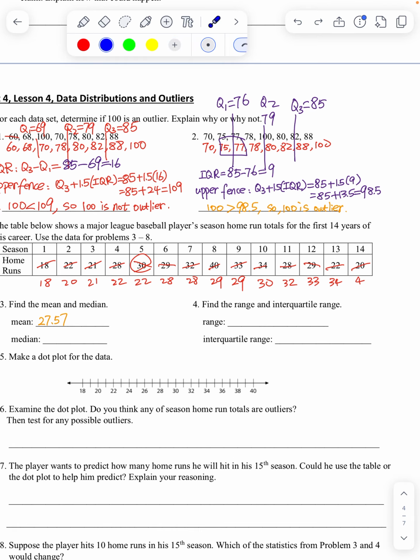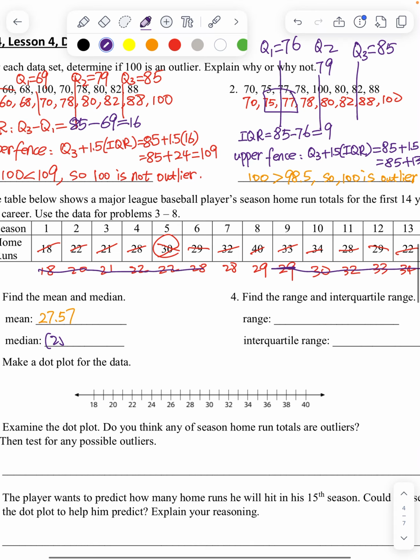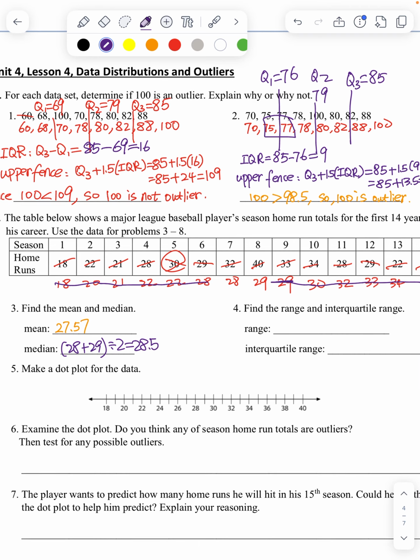Median, totally 14 numbers. Half of 14 is 7, right? Let's cross out 6 on each side. 1, 2, 3, 4, 5, 6. 1, 2, 3, 4, 5, 6. Now we have 2 numbers in the middle. We need to average these 2 numbers. So 28 plus 29, divided by 2, is equal to 28.5. It's the median.